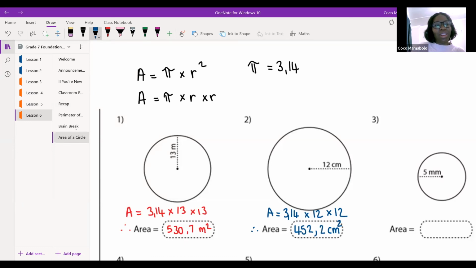All right, Olonda, let's do the last one quickly. And in the meantime, Teacher Kat, could I ask for the link to the quiz in the chat, please? Okay, Olonda, what am I writing? Okay, so you're going to write area equals 3,14 times 5 times 5. Excellent. Therefore, area equals 78,5 millimeters squared. Well done, Olonda. Excellent stuff.